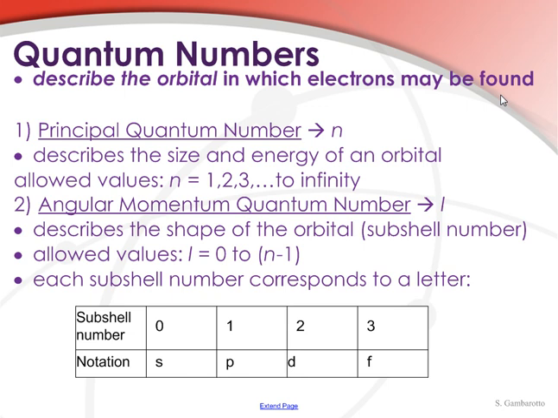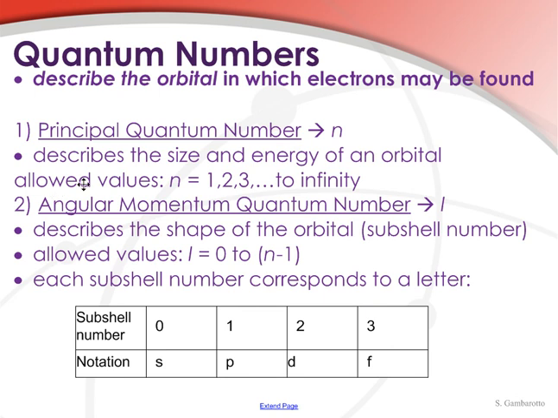Alright, so now quantum numbers. We use these quantum numbers to describe the orbital in which electrons can be found. Now the neat thing about this is that every electron ends up having its own individual set of quantum numbers. There are 4 different quantum numbers that we're going to learn about today, and on this slide we're going to talk about 2. So the first is the principal quantum number, which is denoted with an n. It describes the size and energy of an orbital.